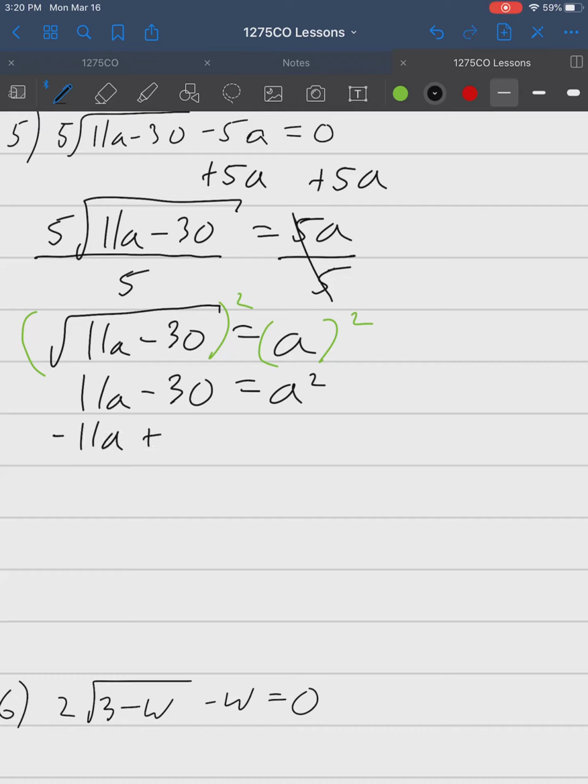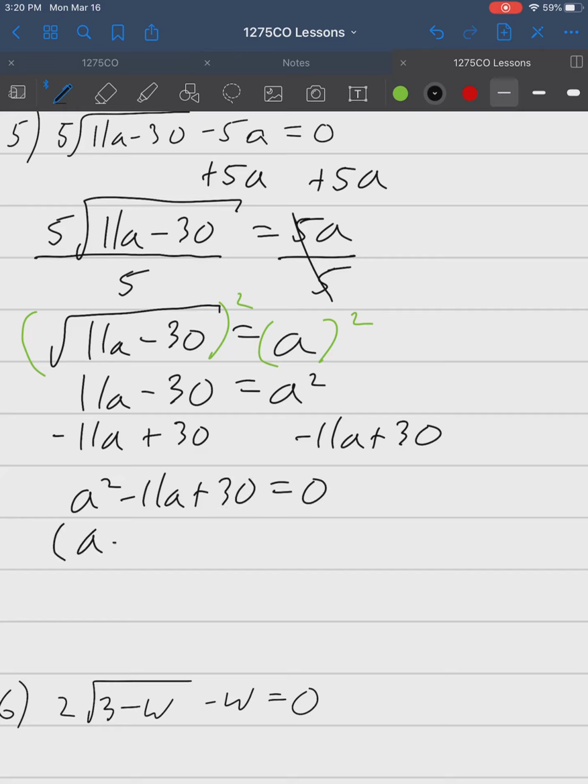So remember our steps for solving a quadratic equation. Mainly the first step, which is set it equal to 0, right? Not factoring, the first step, always set it equal to 0 first. So let's subtract 11a, add 30 to both sides. Because a squared is a positive value, we want to keep it positive. So a squared minus 11a plus 30 is equal to 0.